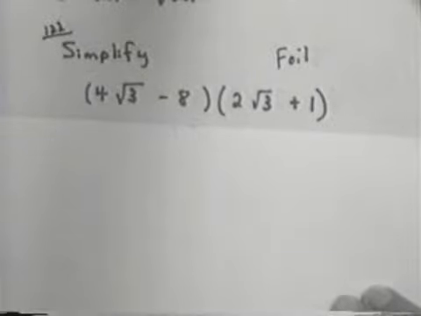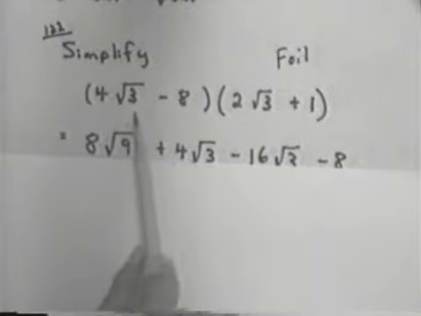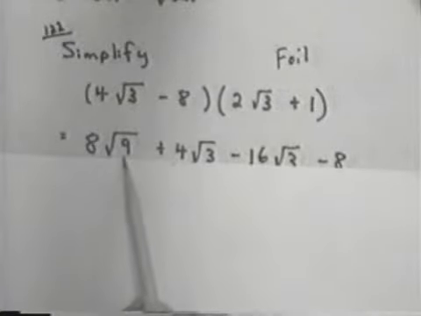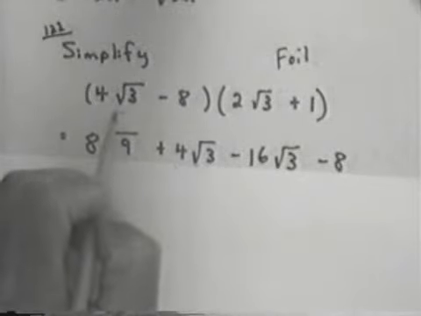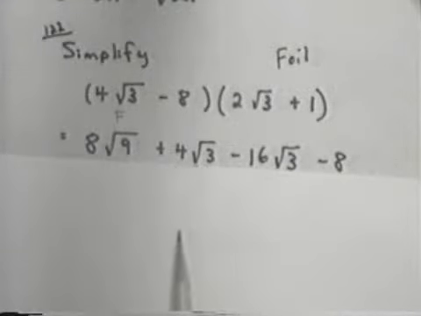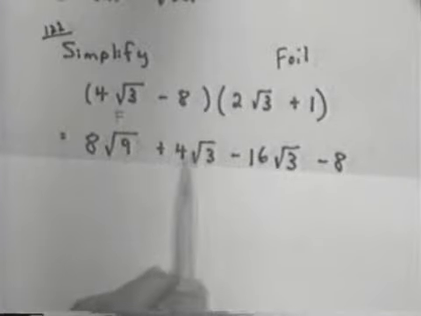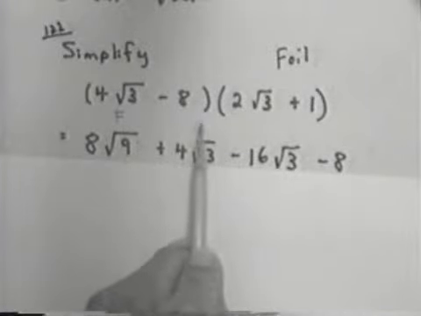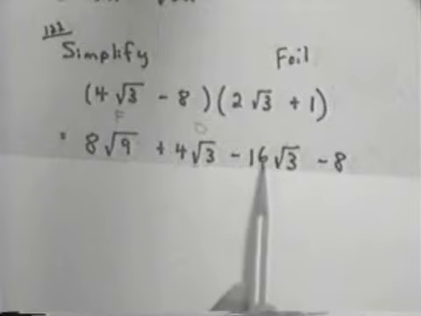So if I use the FOIL method and multiply the first two terms together, I'd have 4 times 2 is 8. The square root of 3 times the square root of 3 is the square root of 9. So this would be the first two. Multiplying the first two together. Now I do the outside. 4 times the square root of 3 times 1 is just 4 times the square root of 3. So that's your outside.